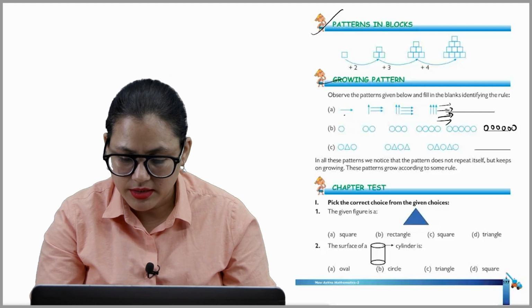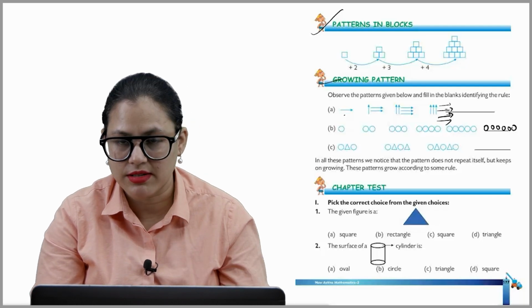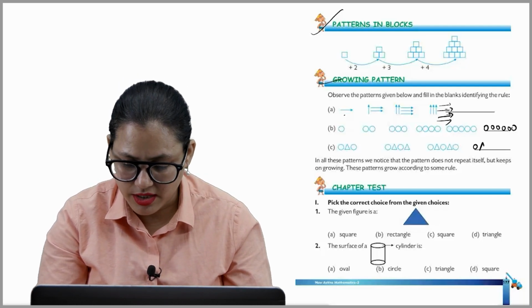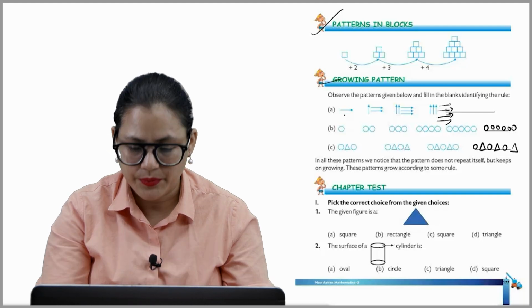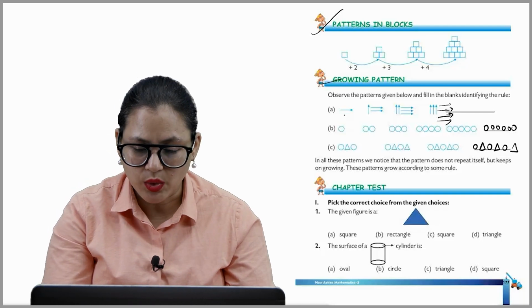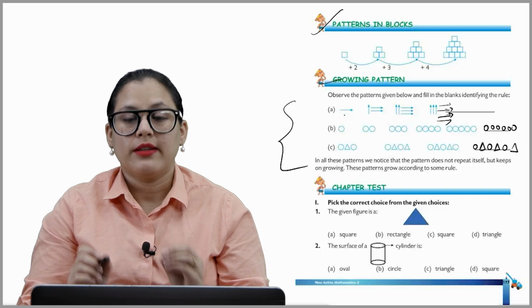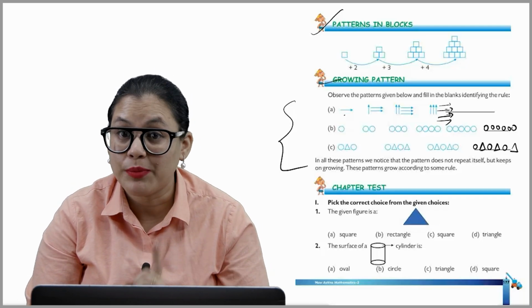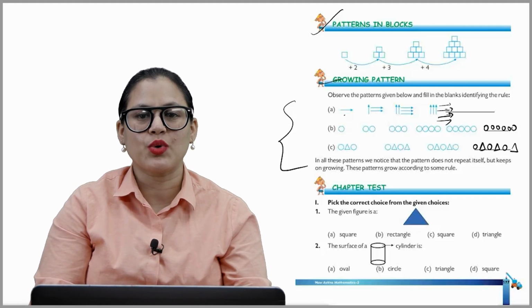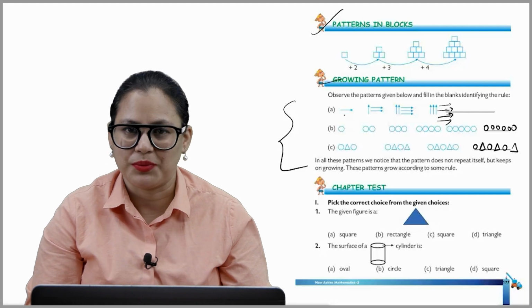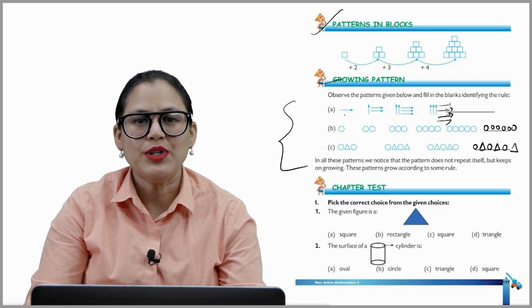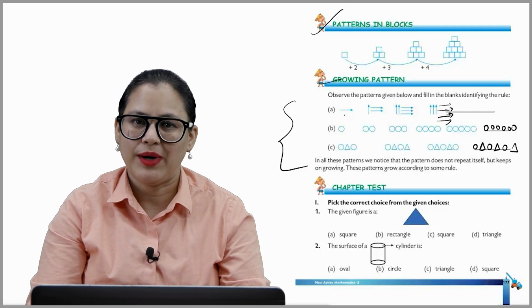Now, this pattern is growing actually. All these patterns are growing. Circle, triangle, circle, triangle, circle and triangle. So, in all these patterns we notice that the pattern doesn't repeat itself but keeps on growing. These patterns grow according to some rule. Okay students, now you will do practice of this chapter by yourself.